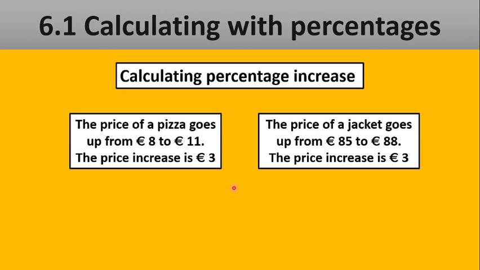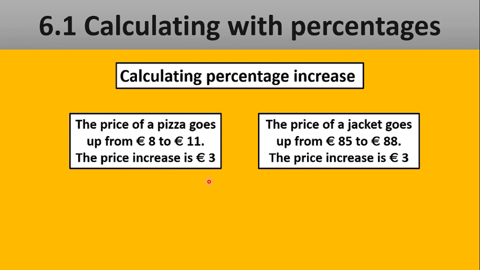Good day everyone, we're going to take a look at the remaining three theories of chapter 6.1, calculating with percentages. C, D and E: the first two are about calculating percentage increase or in some cases a decrease, and the last one is going to talk about the so-called multiplication factor and what that really is. But first we're going to take a look at the two examples that are projected right here.